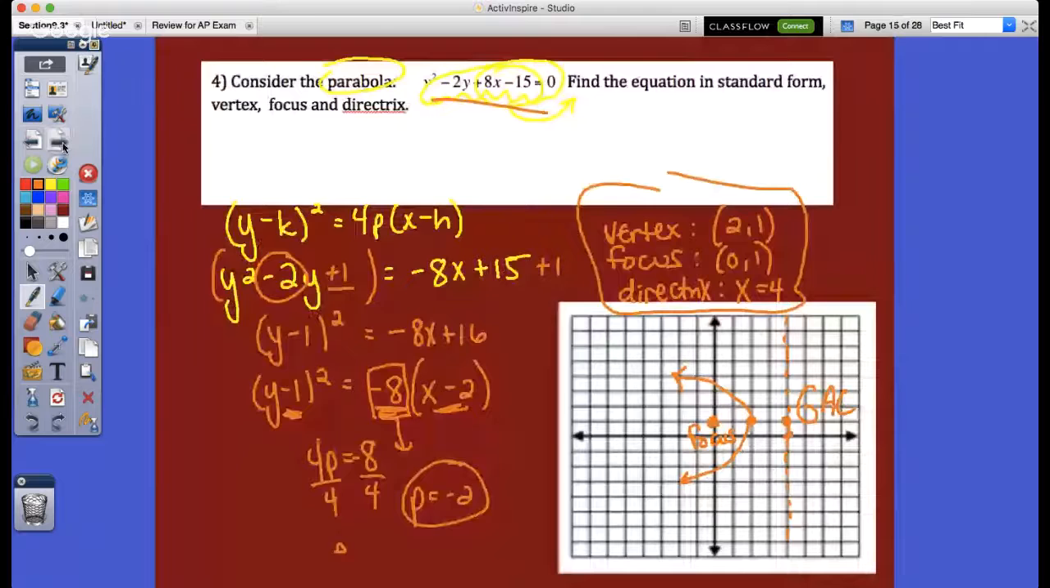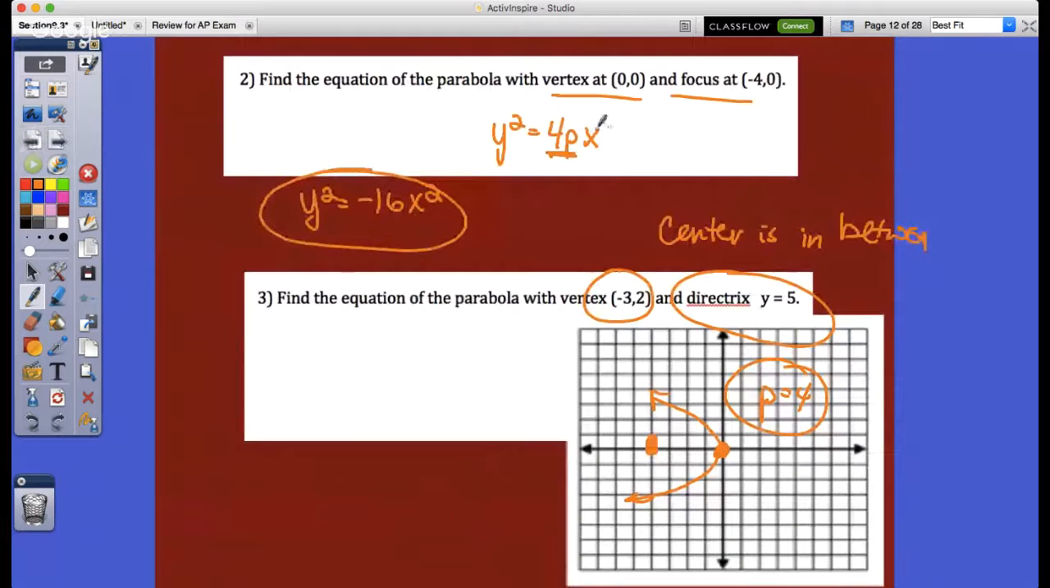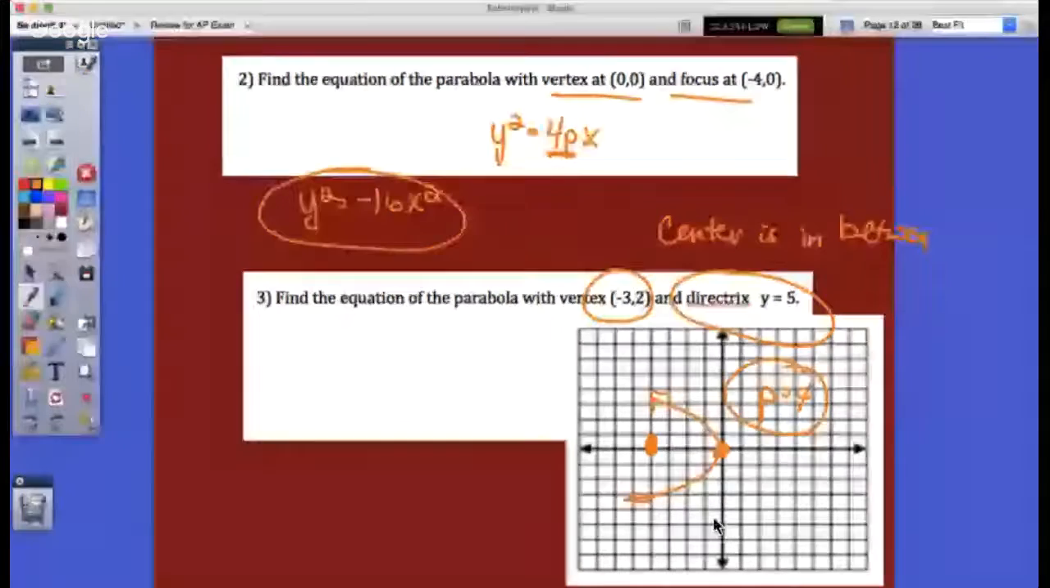Remember, we're going from the equation to our characteristics. So once I get it in standard form, I set it equal to 4p to solve for p, to then help me find the distance from the vertex to the focus and the vertex to the directrix. Whereas this one is doing the complete opposite. So I'm not going to set 4p equal to 4. This time, since p equals 4, I plug 4 in for p, and I get 16x, and because it's going to the left, I would then make it negative.